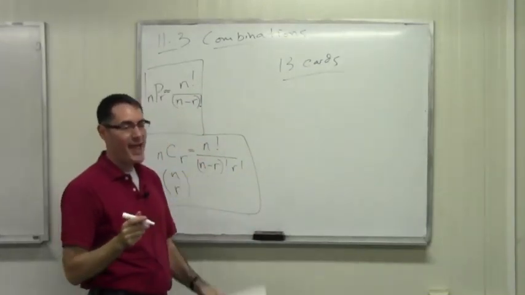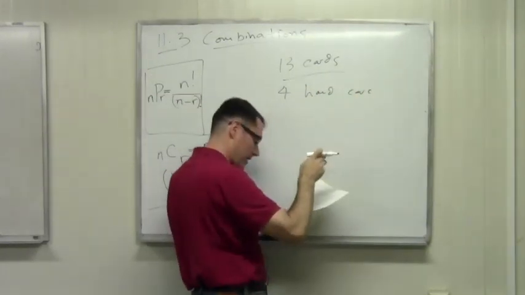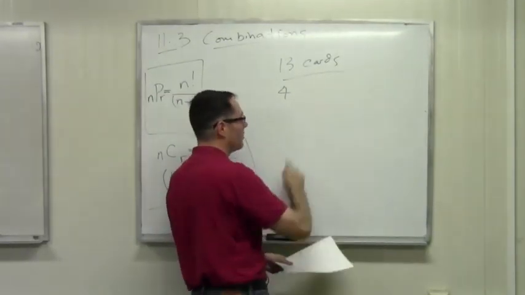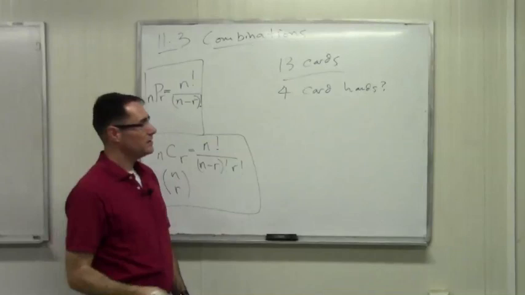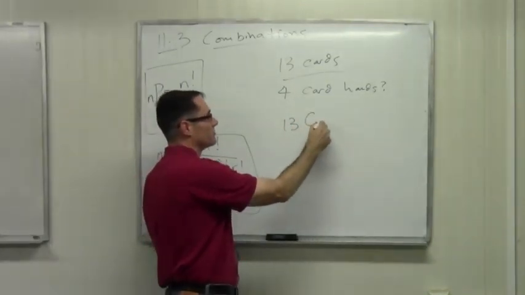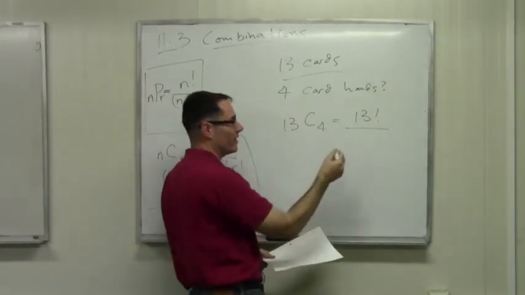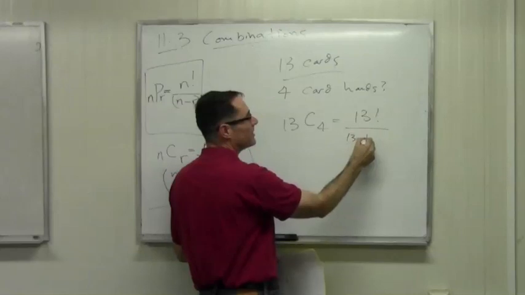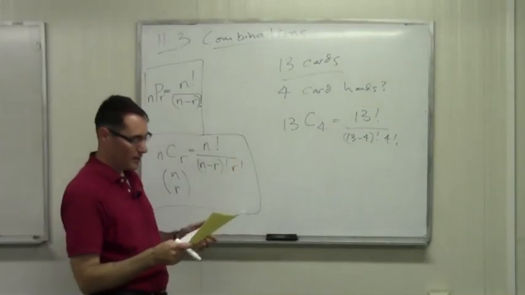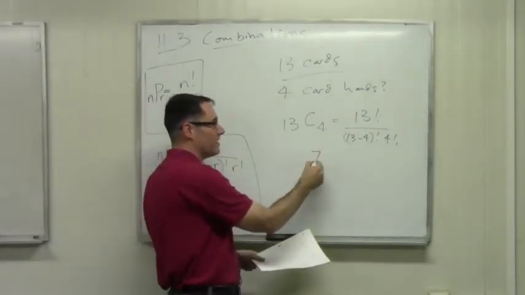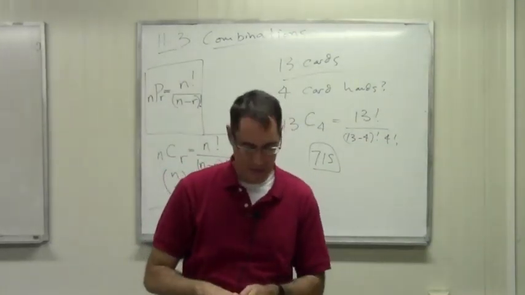How many four-card hands are there? 13 choose 4. 13 factorial, I'll keep writing this down, even though now you all know how to use your calculator to do this, over 13 minus 4 factorial times 4 factorial. If you do that out in your calculator, you get 715 different hands. I like that PRB button. Yeah, that PRB button's a pretty good one.